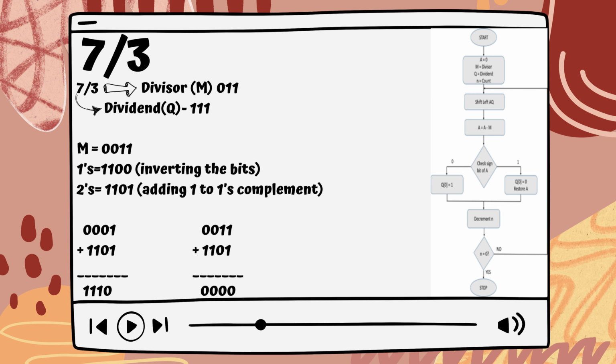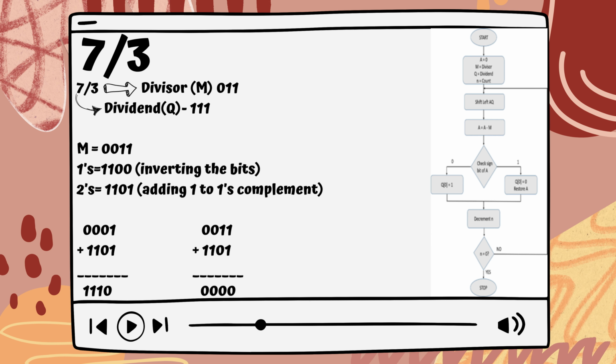For a part of calculation, instead of actually setting the value of A to A minus M as given in the flowchart, what we do is add A and 2's complement of M, which is shown here by 1's, which is inverting the bits of M, and 2's by adding 1 to 1's complement. The value of 2's complement of M which we get is 1101. Remember this value as we will need it in further calculations.